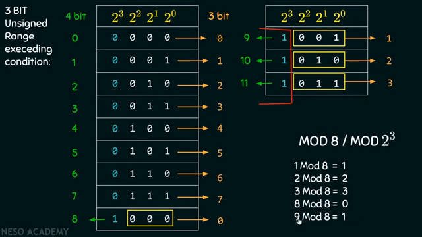Similarly, if we try to take 9 mod 8, we get the result equal to 1 because the remainder is equal to 1. And if we take 10 mod 8, we get the remainder equal to 2, and so on.